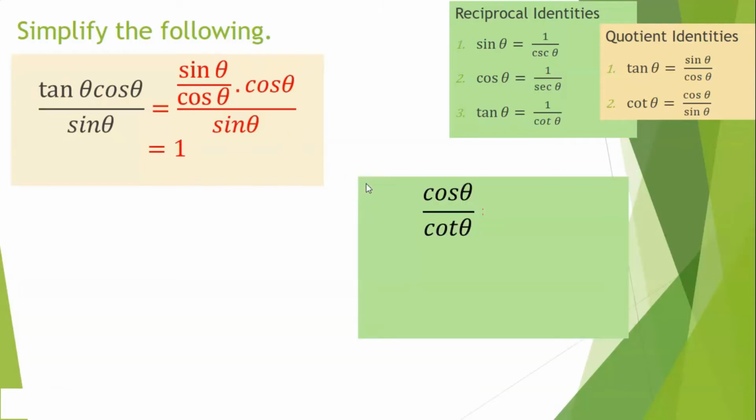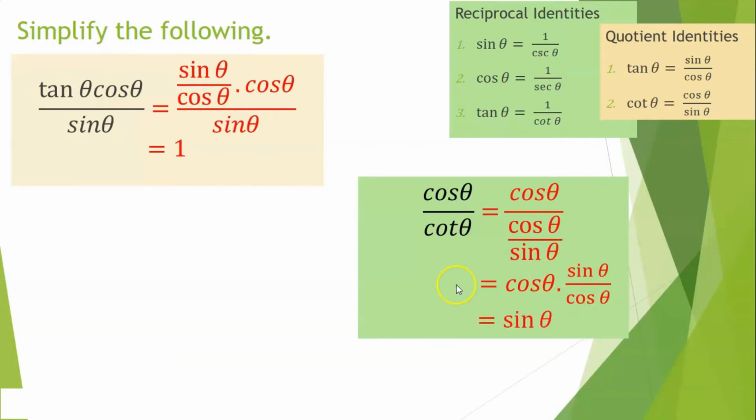Another example, cosine theta divided by cotangent theta. In this case, we will have cosine as is, and cotangent can be replaced with cosine over sine. So, simplifying this, reverse this, then multiply. In this case, we can cancel cosine and cosine. So therefore, our final answer is sine theta.